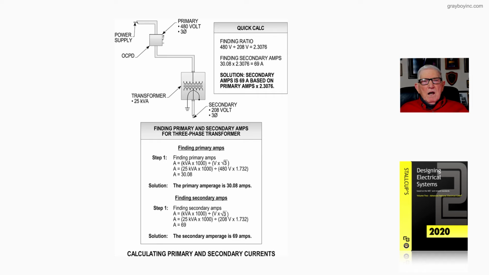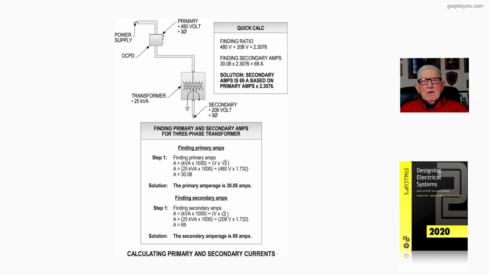Now in the quick calc, we can use a ratio, which sometimes we'd use in the field to double check. And 480 volt divided by 208 volt is 2.3. It's basically what we use in the field, but we take it on out here.